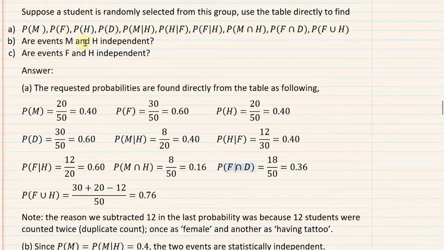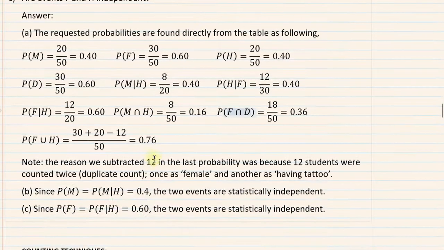Are the events M and H independent? If you look at the probability of male given H, it has to be the same as the probability of M. Remember, given H doesn't make a difference. So M given H was 40%, and the probability of male is 40%. So the two events are independent.